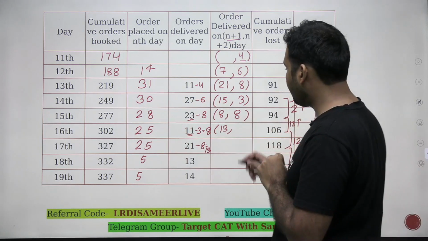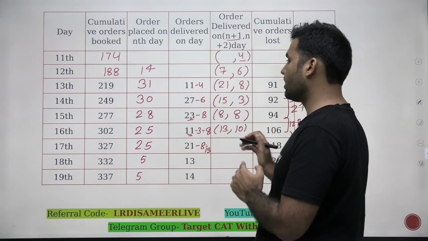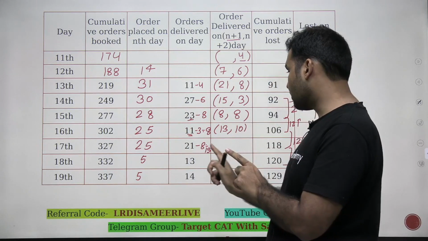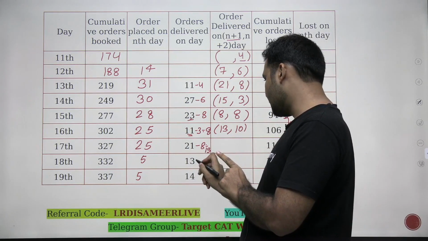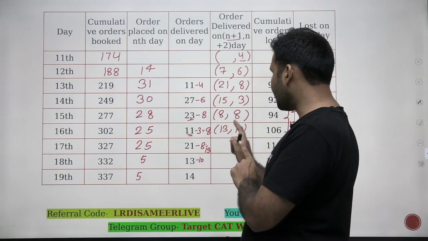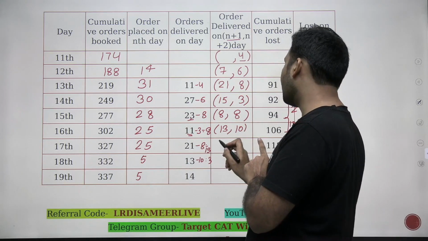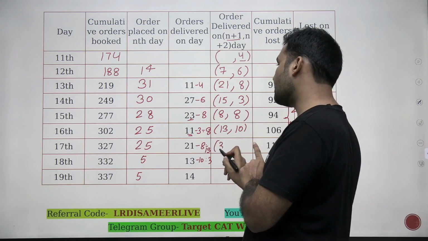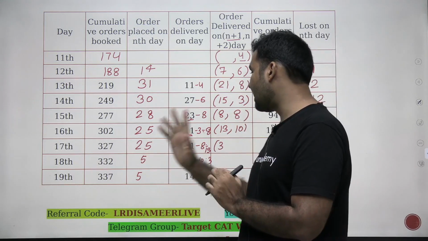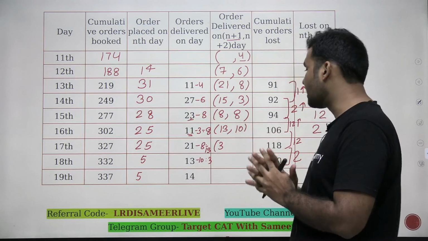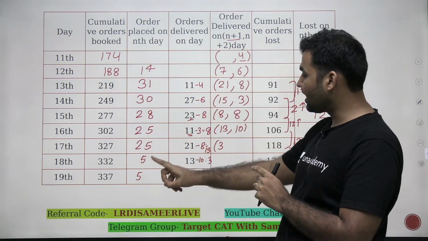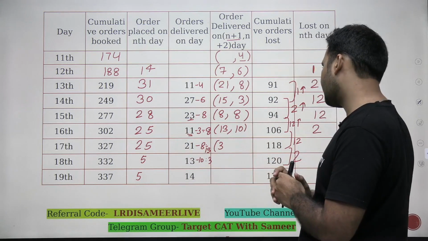I am left with 10, so those 10 must be delivered on 18th. Out of 13 orders which are delivered on 18th, 10 are coming from 16th. The rest of the 3 orders must be of 17th. Out of 25, I have 3 orders getting delivered on the next day, that means on 18th, right?